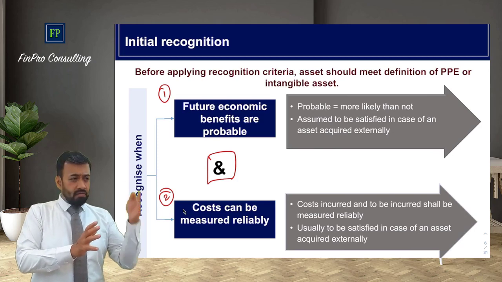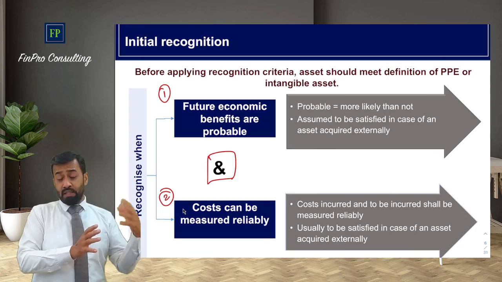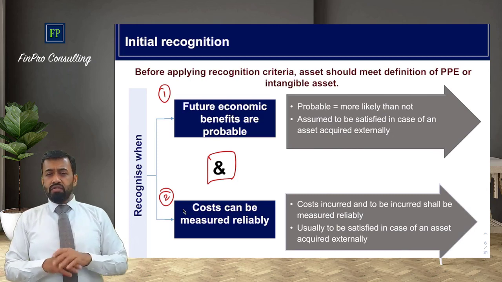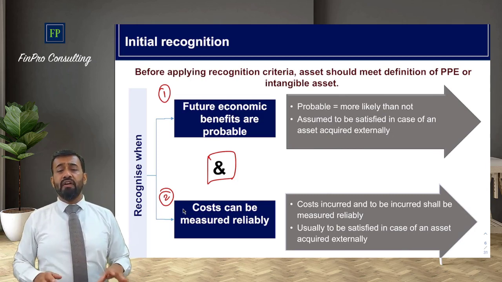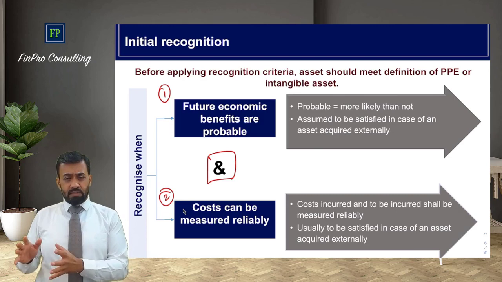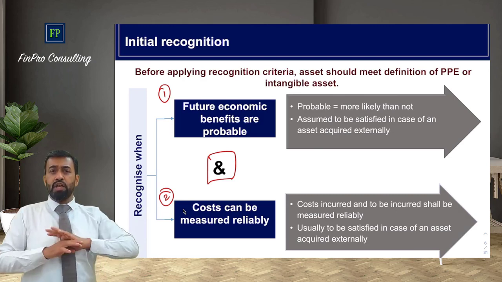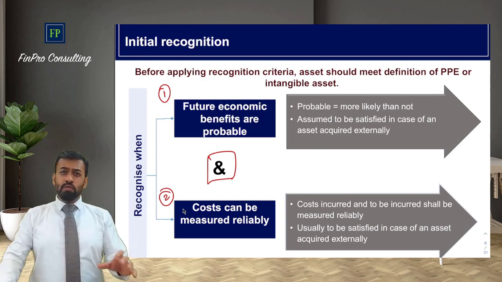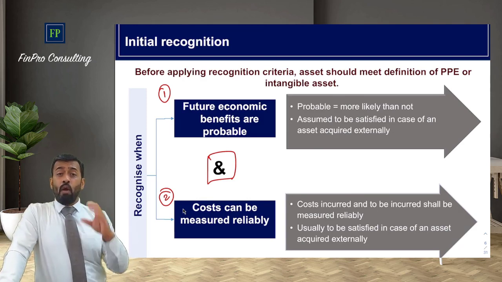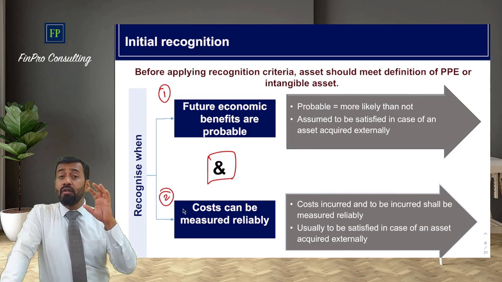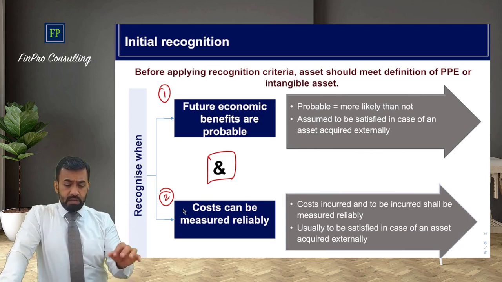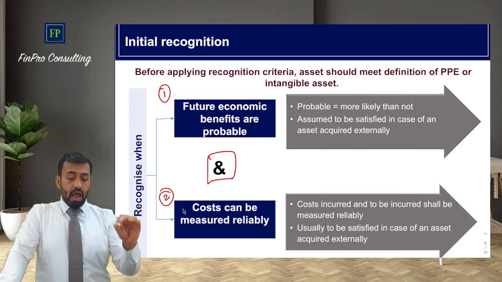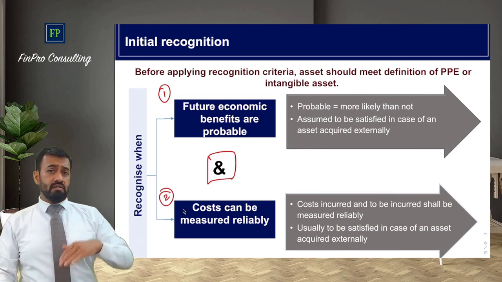Some expenditure, like research and development expenditure, these two conditions are very, very stringent and difficult to pass. At least development expenditure you can understand, but research expenditure you cannot capitalize. But for tangible fixed assets, for property, plant and equipment, for investment property, this becomes easy. This is a little straightforward as far as tangible fixed assets are concerned.